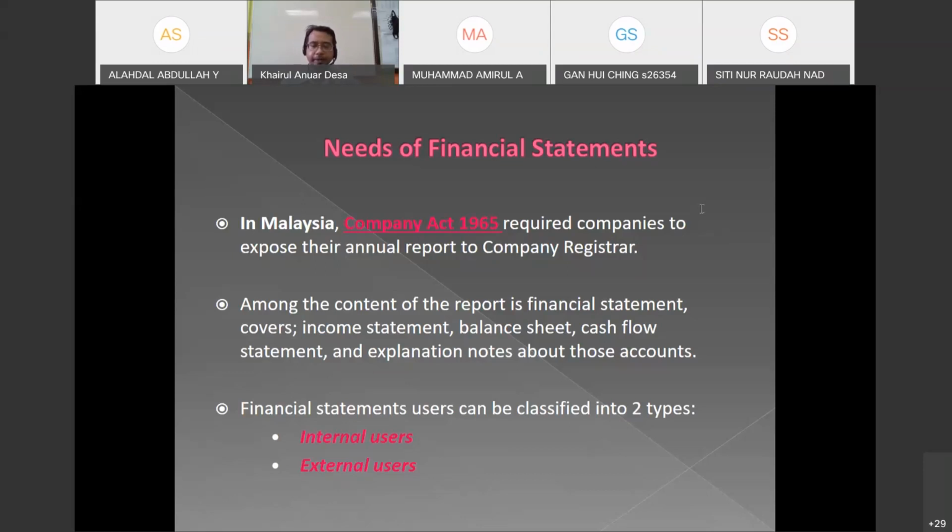There are many other chapters in the annual report, but one of the aspects of the annual report is the financial statement, and we're going to use the financial statement in our course.